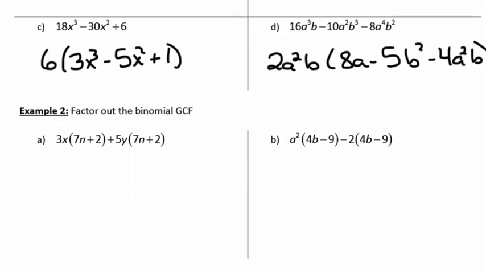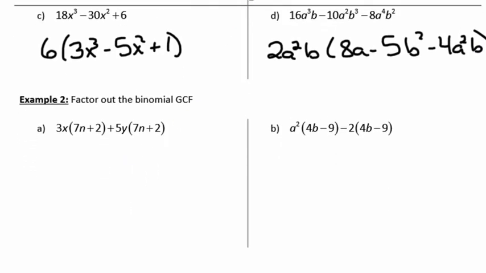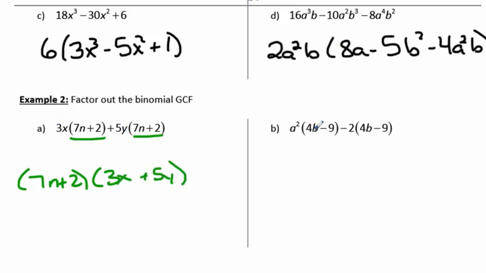Alright, in example 2, I'm going to factor out a binomial GCF. What I'm saying here is that 3x times 7n plus 2, and 5y times 7n plus 2, both have 7n plus 2 in common. If you factor out 7n plus 2, what you're left with in the first part is 3x, and in the second part plus 5y. Let's do that again.